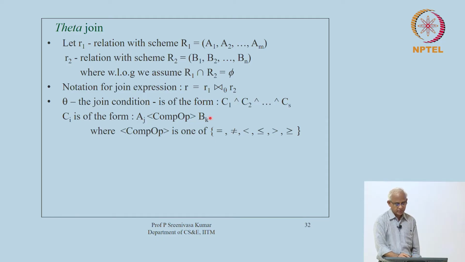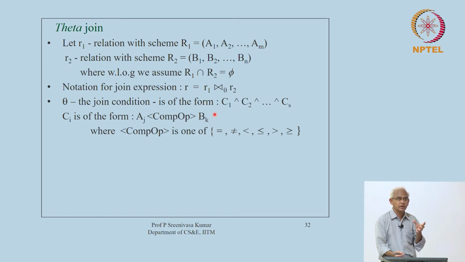where Aj is compared with some Bk. Notice that there is no need for having a condition in which attributes of the same relation are compared, because we are talking about a join condition here. So, attributes from one relation have to be compared with attributes of the other relation. If you are comparing attributes of the same relation, you might as well do it in the selection conditions, right, you do not have to do it in the join.